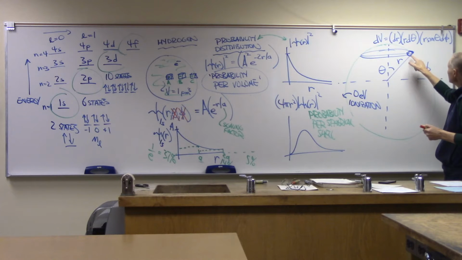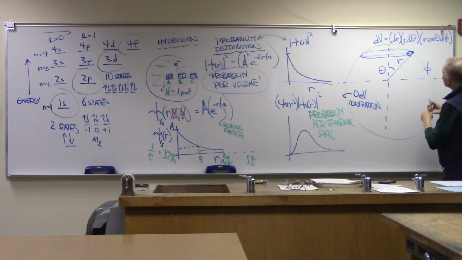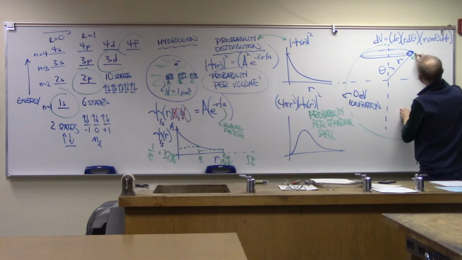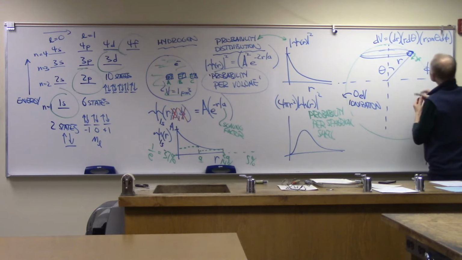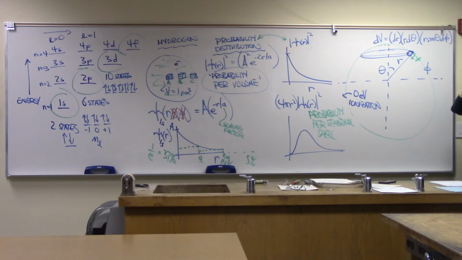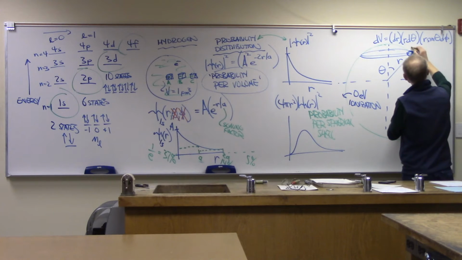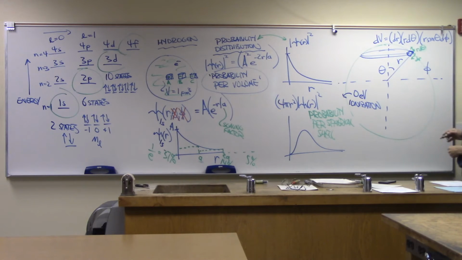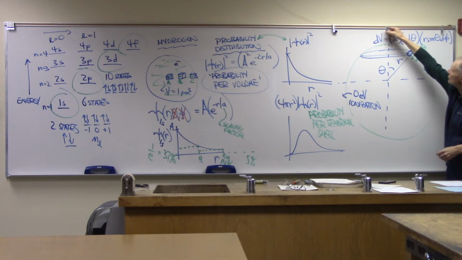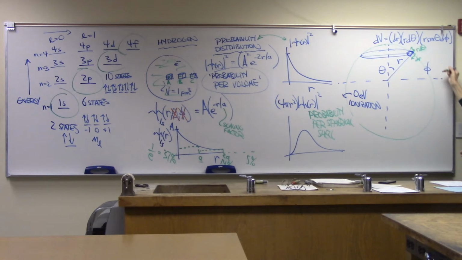is given by a little cube, and that little cube has a distance of dr, that's in the direction away from or towards the nucleus. And then it has another side that has dimension r d theta, and that's in this direction. That's measuring from the top towards the equator.